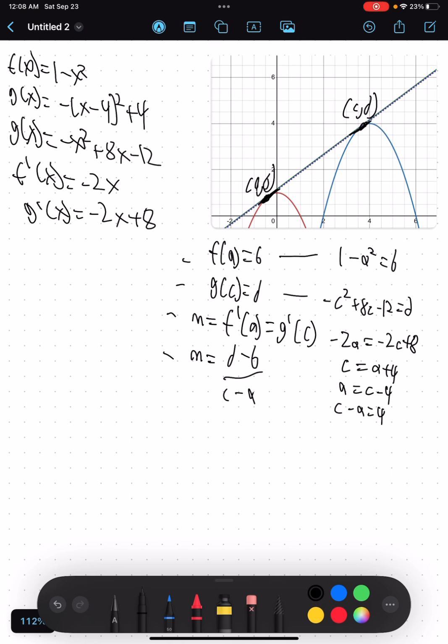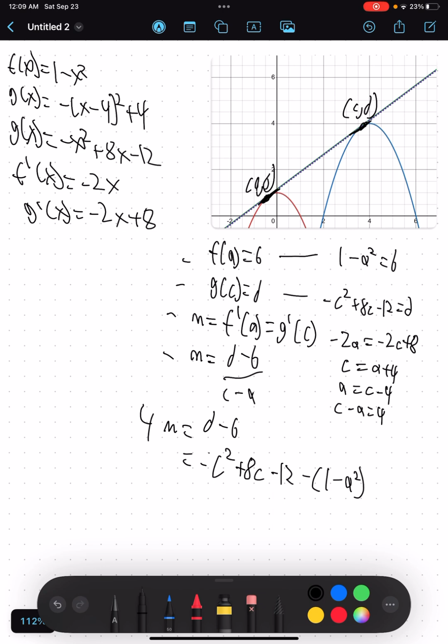This one is immediately useful because you can see we have a c minus a over here. So we're going to write m is equal to d minus b over c minus a, which can be substituted with 4, and then you multiply 4 by both sides. Great. Now we're going to substitute d for this equation to get it in c's. So that's going to be negative c squared plus 8c minus 12. And then we can have minus b, but we're going to first substitute b for this equation to get a's. So that's 1 minus a squared.